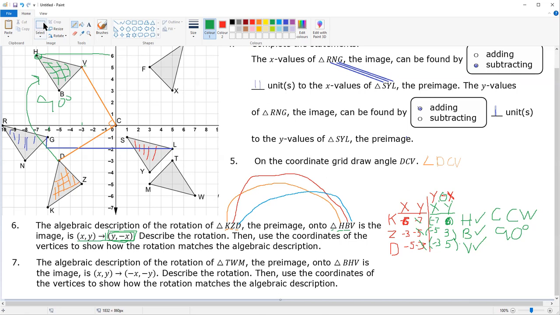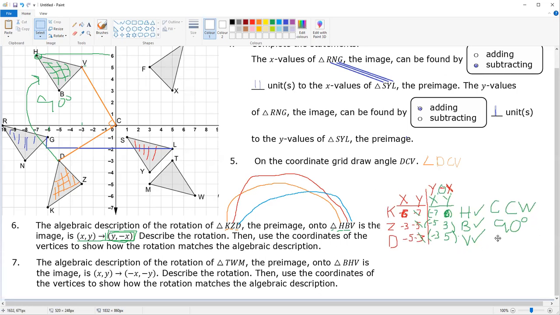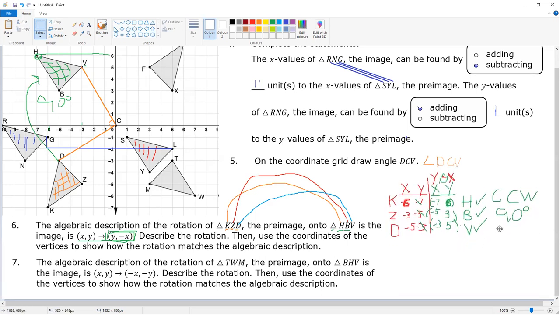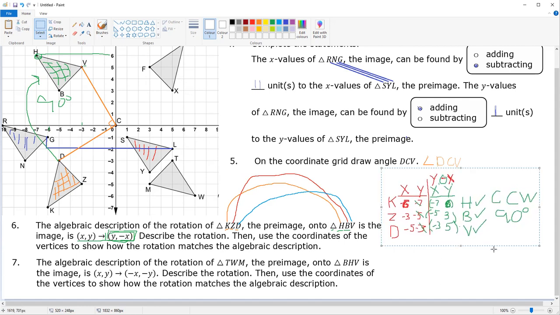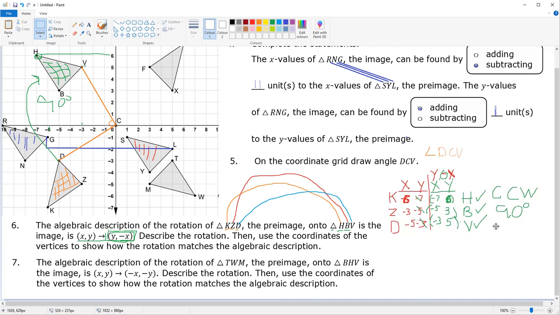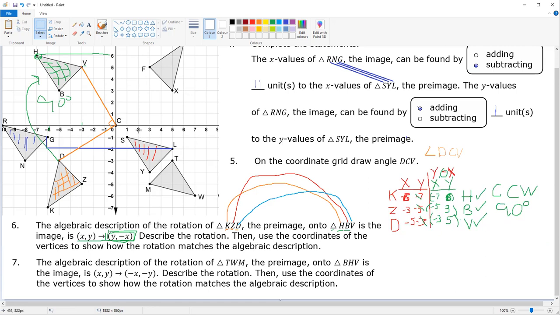Let me move this one up a little. Get myself a little bit more room. This up a little bit this way. All right. And that should give me some room. A little bit more. All right. Okay. So now do the same thing with the algebraic description of TMW.